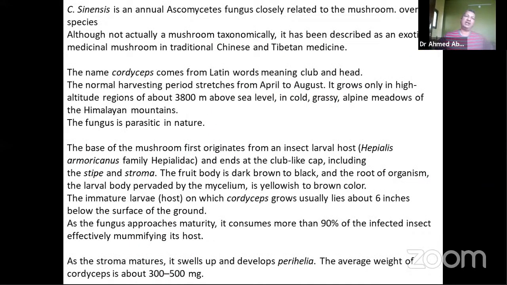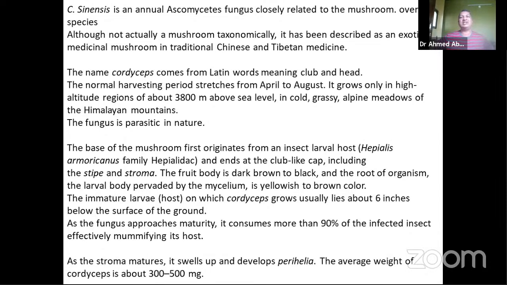Though it belongs to Ascomycota, it is considered a mushroom. You know well that mushrooms are usually Basidiomycota, but here they are considering this Ascomycota member Cordyceps as a mushroom. We will not go into the debate because I'm not that detailed in this mushroom and Ascomycota concept. What I mean to say is, there are 400 species of Cordyceps. They are exotic medicinal mushrooms. As I told you, these are common in Tibet and China as traditional medicine.